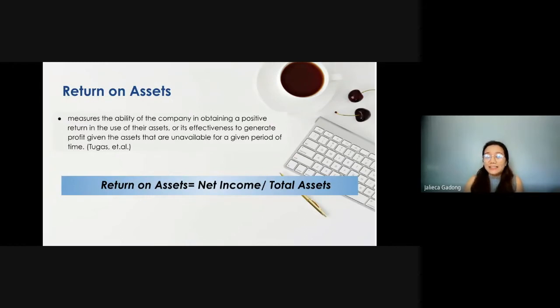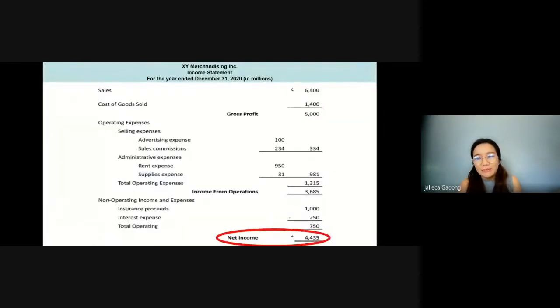Return on assets, on the other hand, assesses the company's capability in getting a positive return when it uses its assets, all right? Or how effective it is to generate profit given the assets available at a certain point in time. So we're going to use the formula return on assets would be equivalent to net income divided by total assets. So to further understand this, let's use the same example.